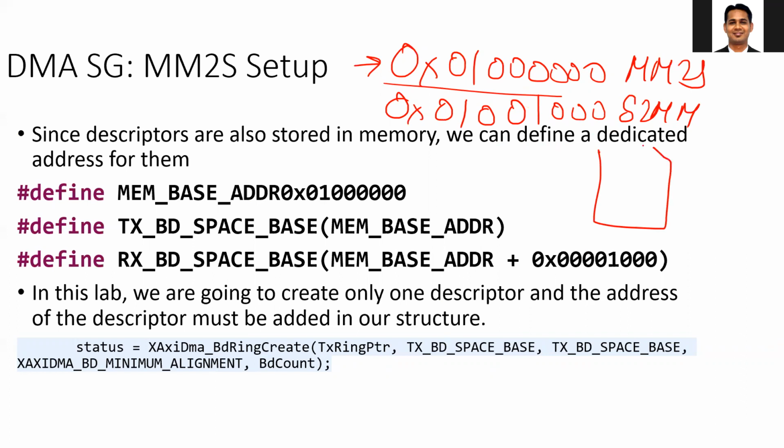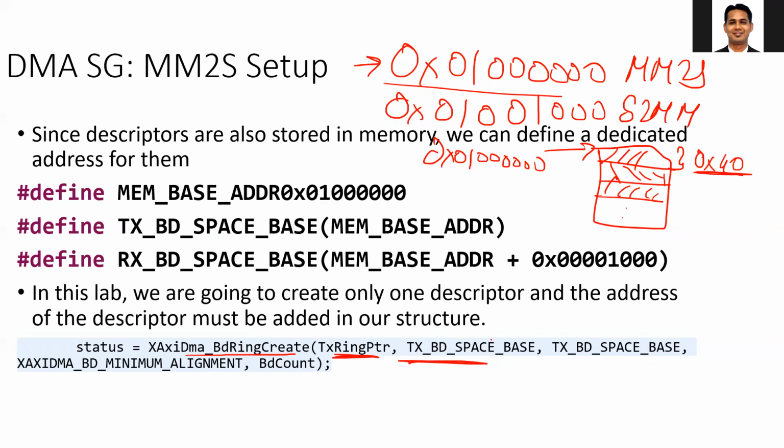If this is the memory, say the address 0x01000000, then you can have the first buffer descriptor here, another buffer descriptor here, a third buffer descriptor here, and so on. For every buffer descriptor you can have some set of memory, and right now we will assume it is this much amount of memory that we are going to store. By using this function, the AXI DMA BD ring create, we can create the buffer descriptors so that the addresses are updated and the corresponding count is updated in this structure.